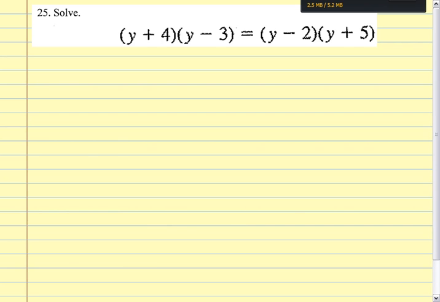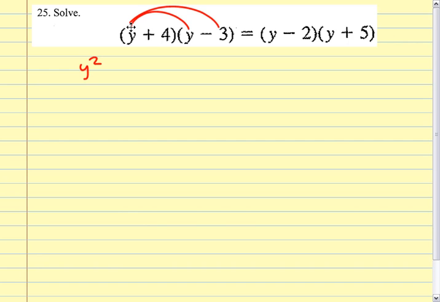Okay, number 25. It says to solve. Taylor, what do I need to do first? Simplify. I need to simplify. What does that mean that I should do here? Distribute. Okay, what do I get? Y squared. Y times y, I get y squared.